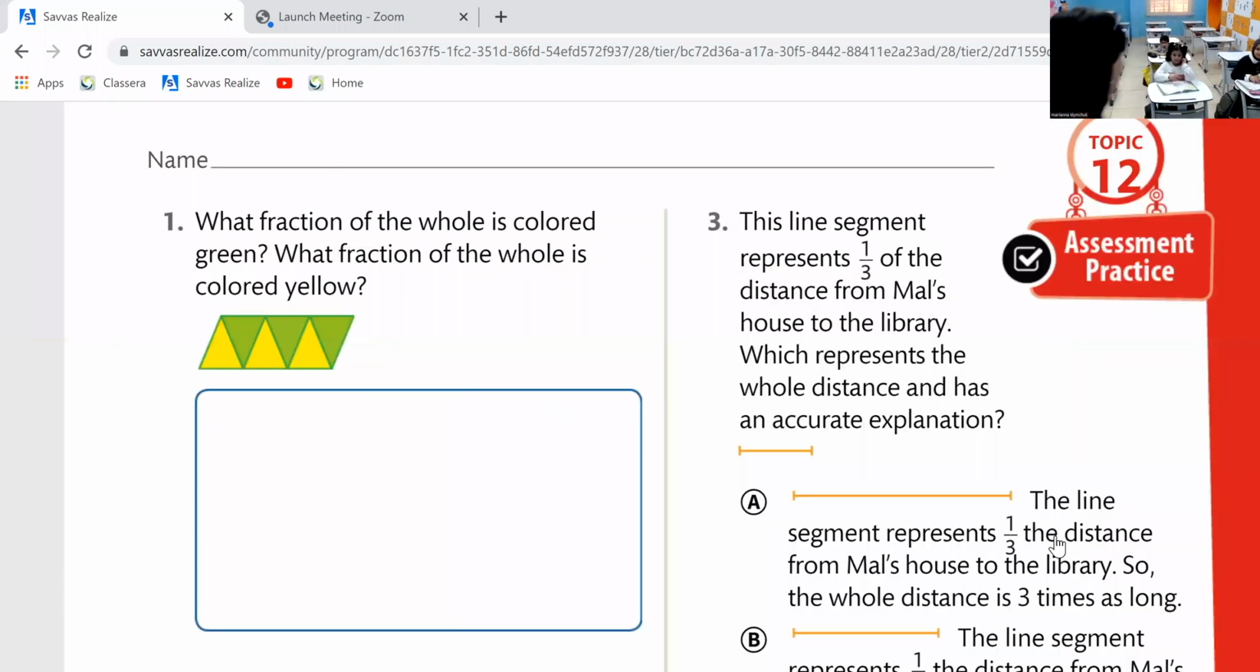Yes, yes. Okay, first of all, what you need to be able to do is read the question and know what the question wants from you. So, what fraction of the whole is colored green? Fraction of the whole is colored yellow. Okay, what fraction is green? What fraction is yellow?